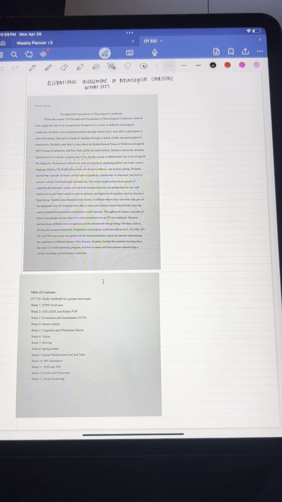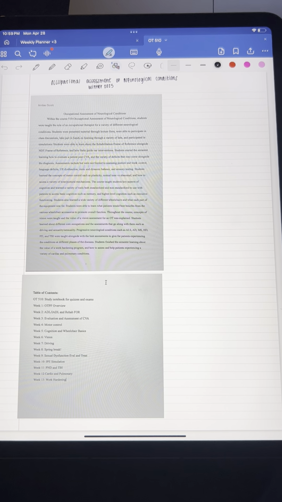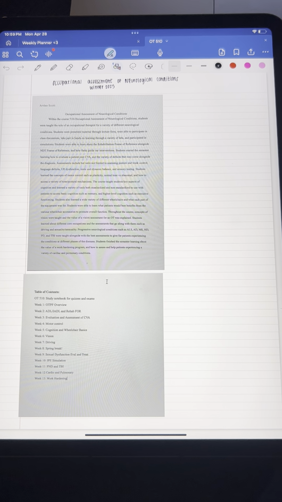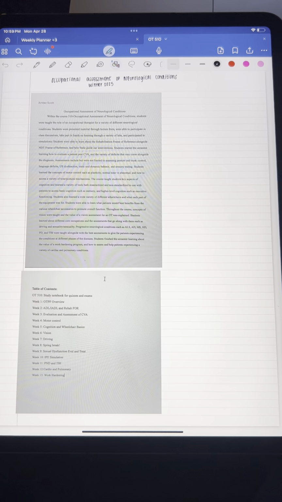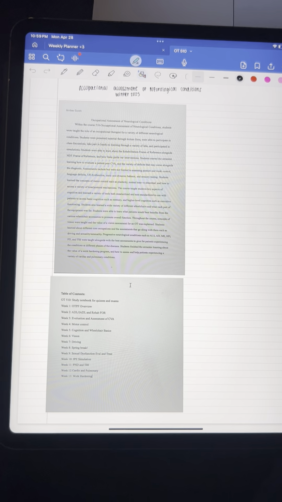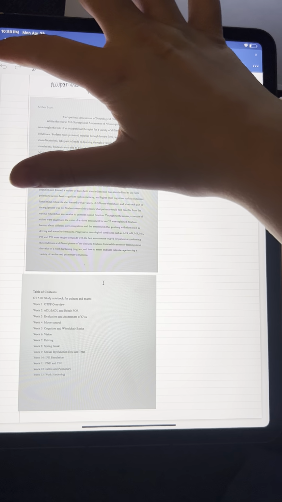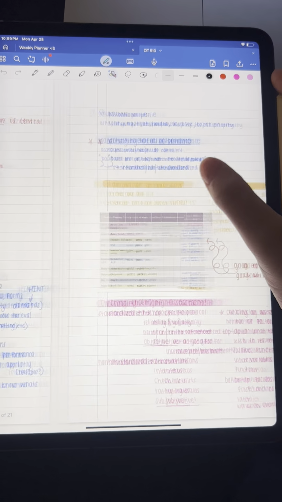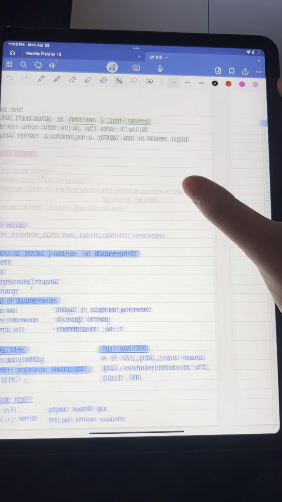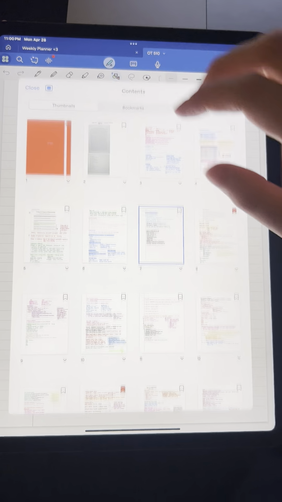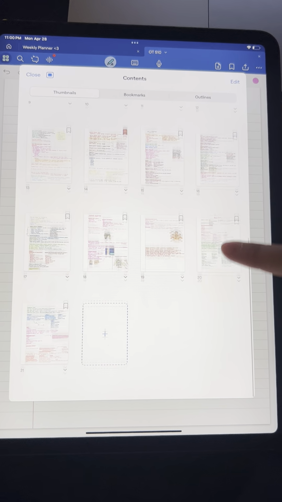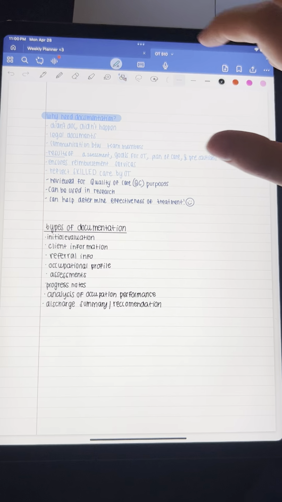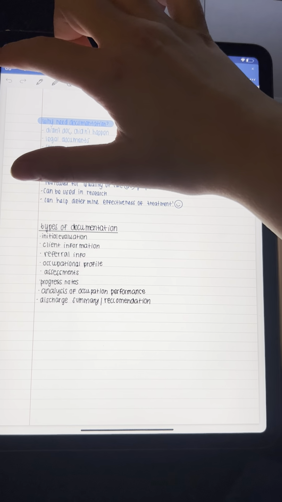I also have the table of contents here, which kind of overall says what each week was. So now I'll go into the rest of this binder, which was my studying. This is where I study for all of the quizzes and midterm that we had.